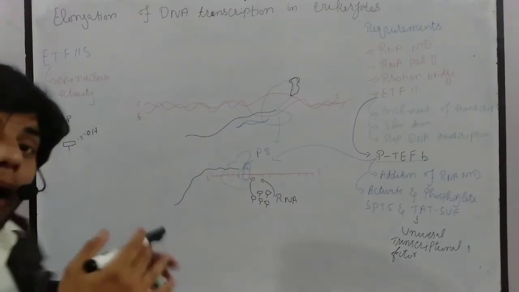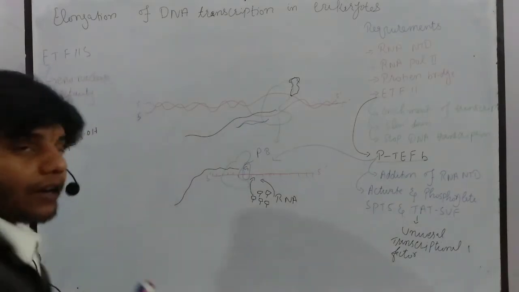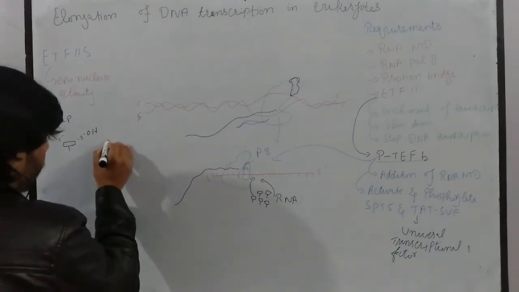So how is the next RNA nucleotide added to the first RNA nucleotide? The addition is possible like that. Again, we have the nucleotide, as you can see.